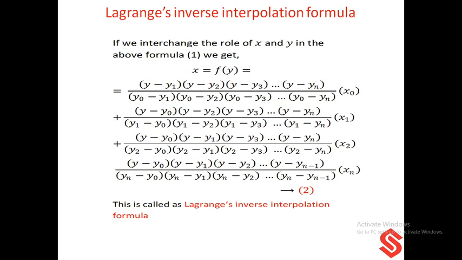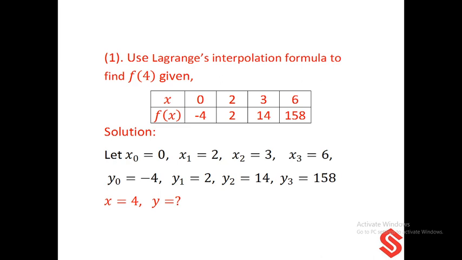And now let us solve problems by using Lagrange's interpolation formula. The first problem: use Lagrange's interpolation formula to find f(4) given the values of x and f(x). When x is 0, f(x) is −4; for x equal to 2, f(x) is 2; for x equal to 3, f(x) is 14; for x equal to 6, f(x) is 158.